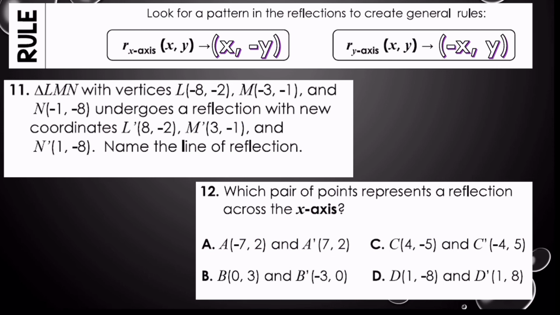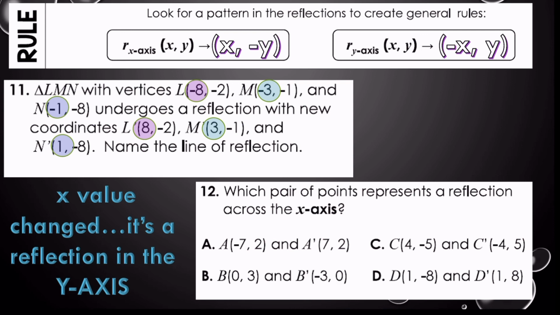Well, here's what I do. Let's look at my x value of L and my x value of L prime. They changed. Did my y's stay the same? They did. So let's make sure that happened on all of them. My M and my M prime, those x's changed, but the y stayed the same. And then in my N and my N prime, my x changed, but my y stayed the same. So since my x value changed, it's a reflection over the y.